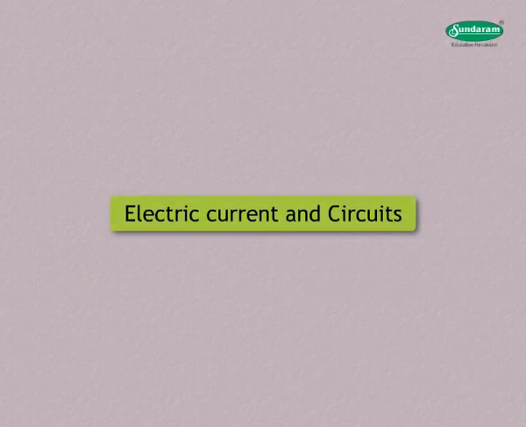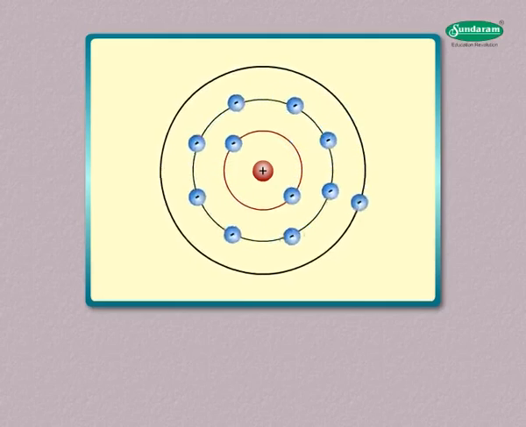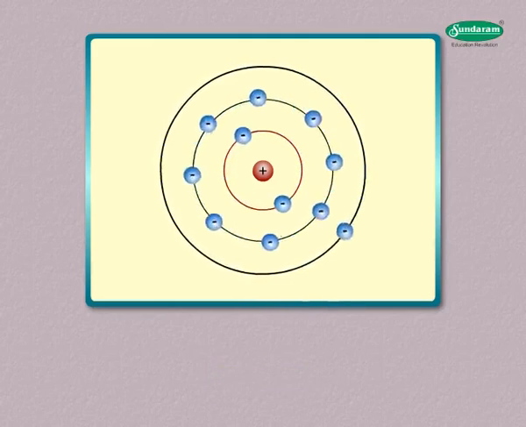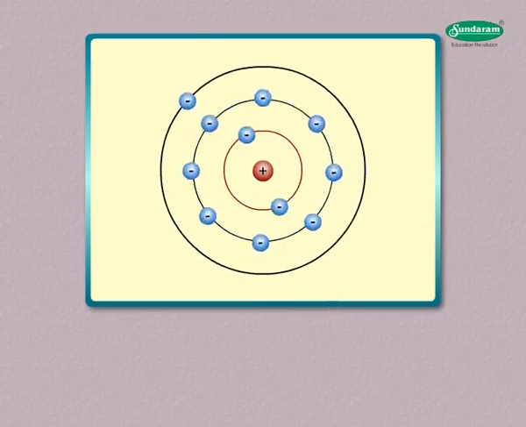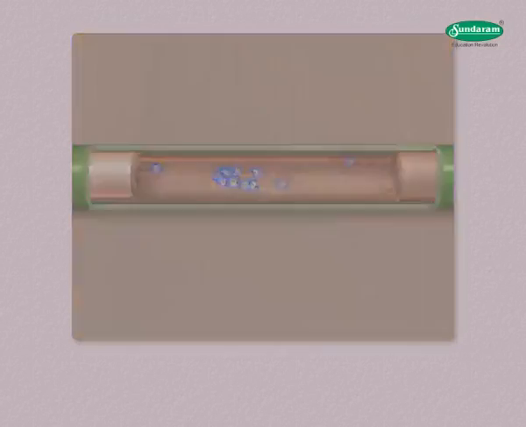Let us understand about electric current and circuits. In a metallic conductor, each atom has one or more than one loosely bound electrons. These loosely bound electrons are considered as free electrons. They can move from one part to another part. Since these free electrons move throughout the conductor, they are the charge carriers.